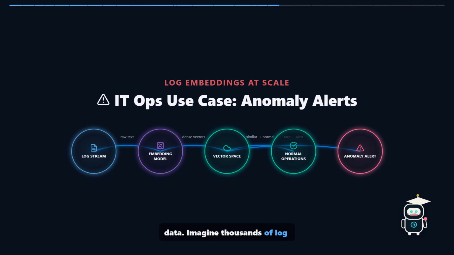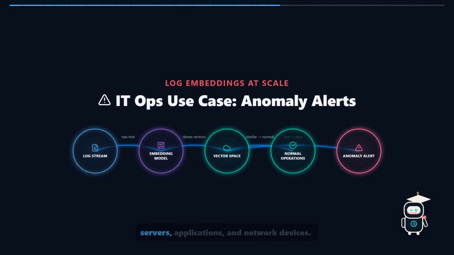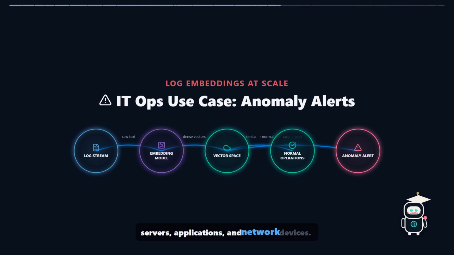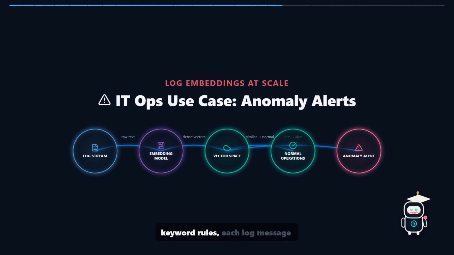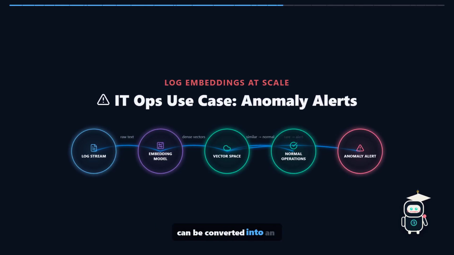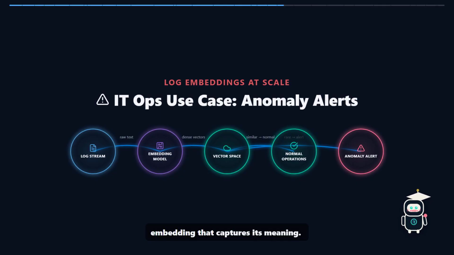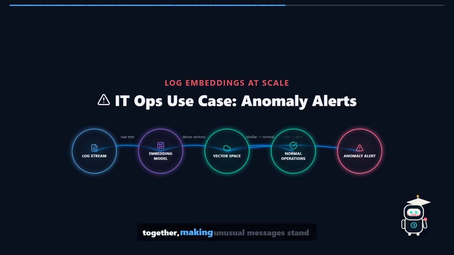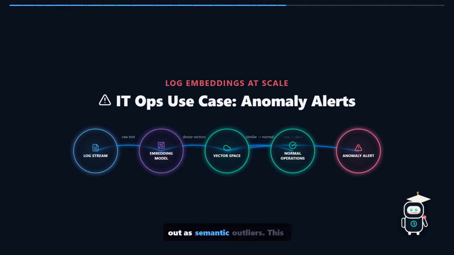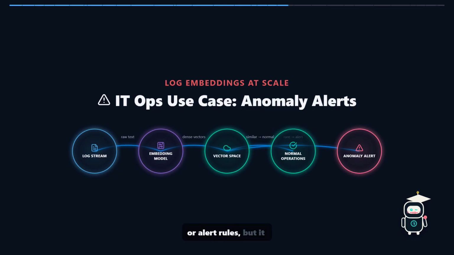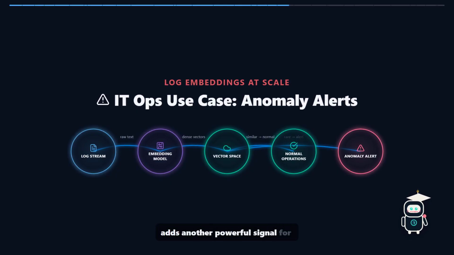Imagine thousands of log messages arriving every minute from servers, applications, and network devices. Instead of relying only on keyword rules, each log message can be converted into an embedding that captures its meaning. Similar log events naturally cluster together, making unusual messages stand out as semantic outliers. This doesn't replace traditional monitoring, metrics, or alert rules, but it adds another powerful signal for detecting unexpected behavior.